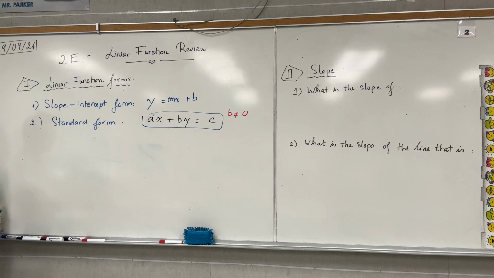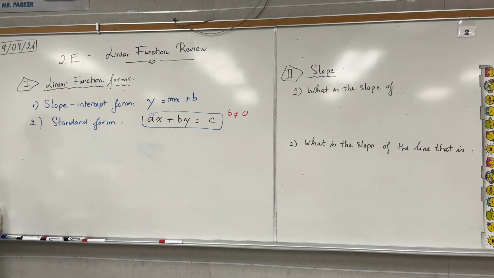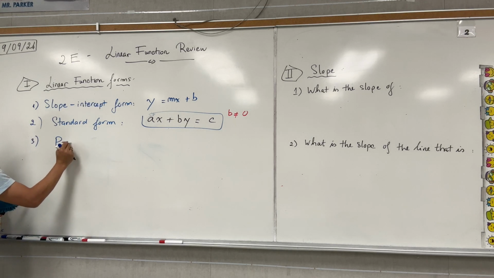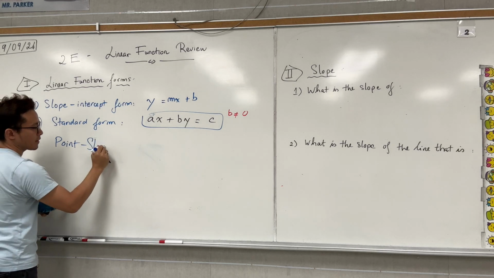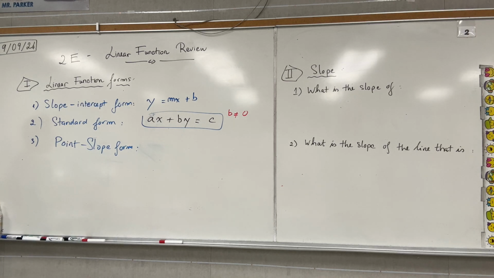The third form is not the original, but actually very useful. When you want to write an equation, they give you a point and they give you a slope. That is point slope form. Do you know what it looks like? You start with y.